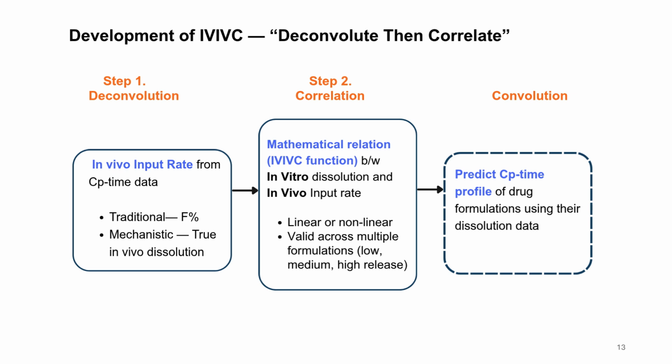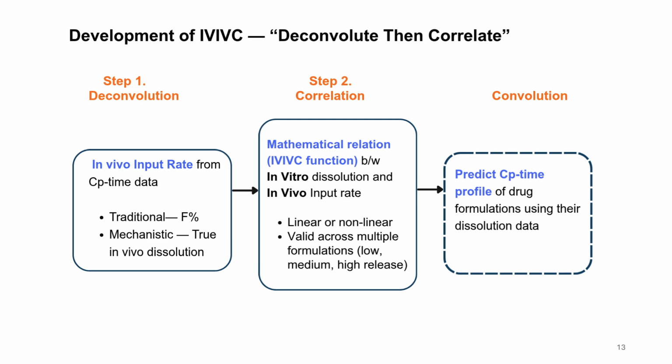The development of IVIVC follows a systematic two-step process. In Step 1, deconvolution, we derive the in vivo input rate from plasma concentration time data. For traditional IVIVC, it gives us the fraction absorbed in systemic circulation or F%. For mechanistic IVIVC, this step gives the true in vivo dissolution time profiles.